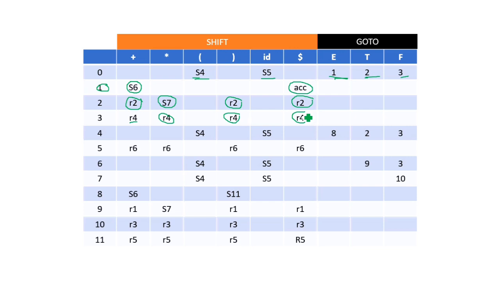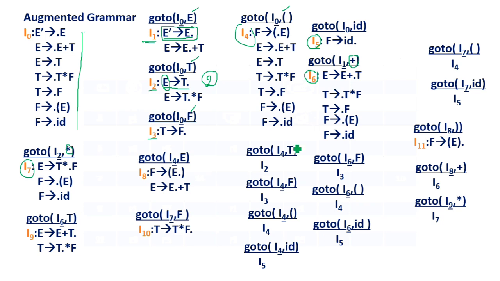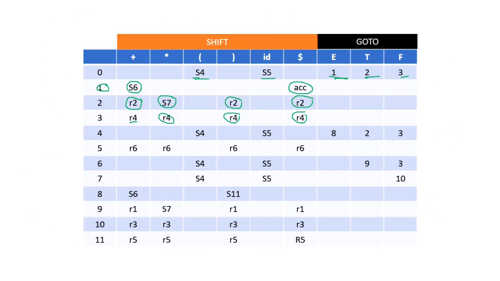Okay. Now we will go for item set 4. In item set 4, we see that we have T non-terminal, F non-terminal, and we also have E here. There is another non-terminal here. So E goes to I8, so we write it as 8. T goes to I2, so we write it as 2, and F goes to I3, so we write it as 3.